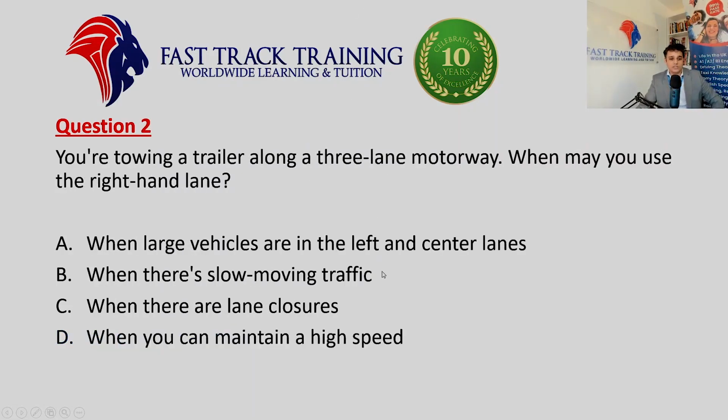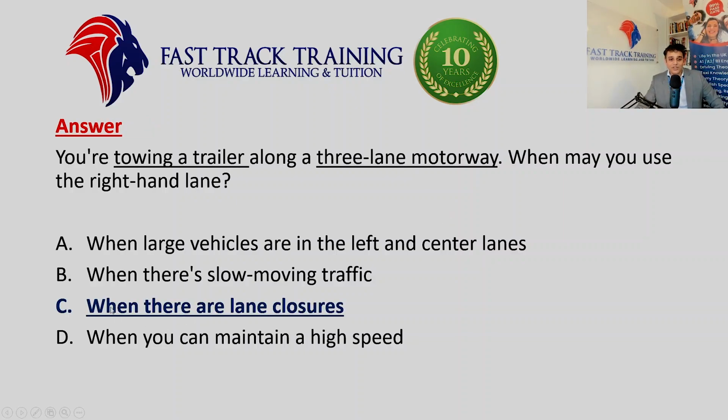Lower speed limits. You're towing a trailer along a 3-lane motorway. When may you use the right-hand lane? When large vehicles are in the left and center lanes, when there's slow-moving traffic, when there are lane closures, when you can maintain a high speed. Correct answer is when there are lane closures.